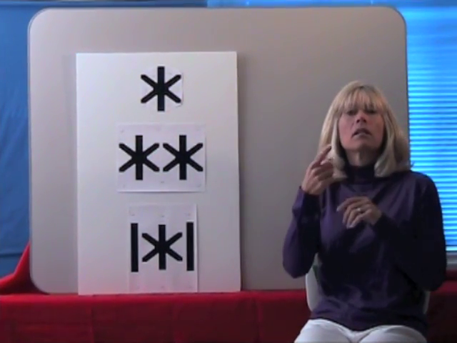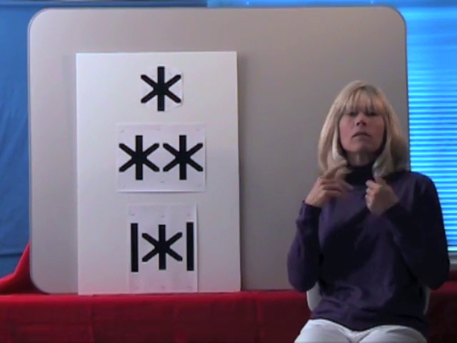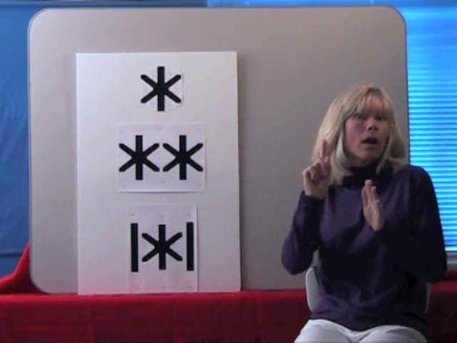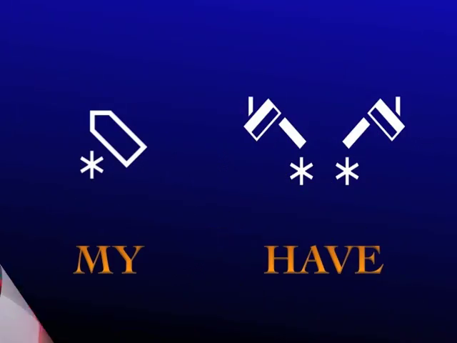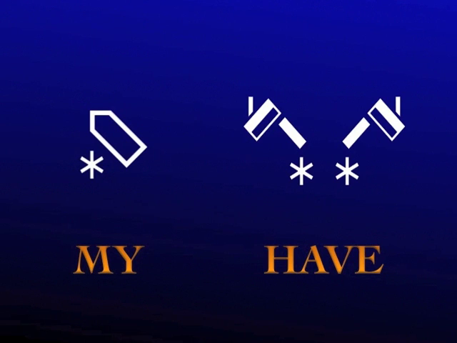This symbol, for example, is for when you want to have a sign like my or have. You have to add this contact symbol so you can show where the location is because it is on the chest. This is how you write my and have with the touch contact symbol.